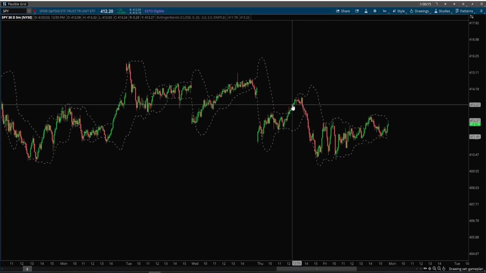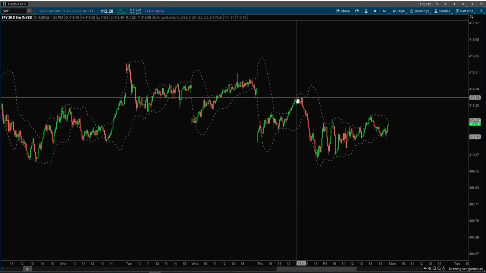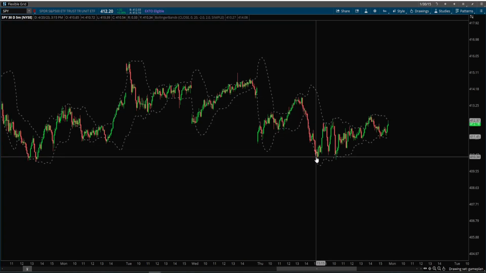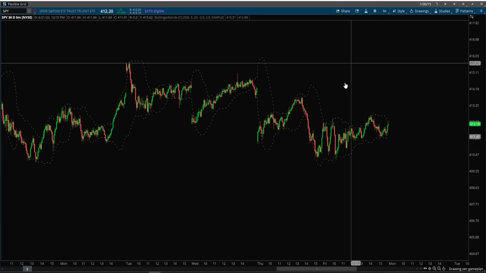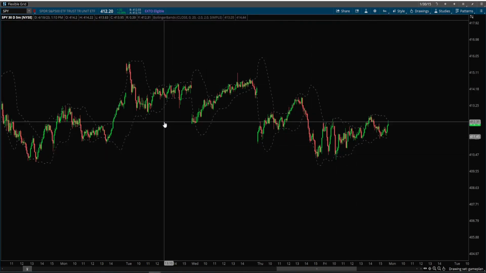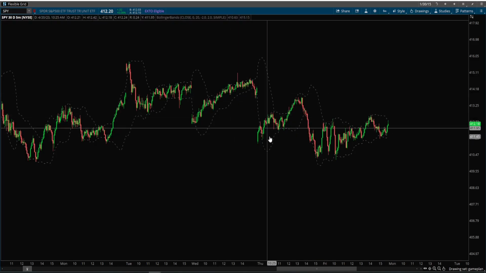Typically, if the stock is running into the upper band, that's a sign of being overbought. If it's running into the lower band, that's a sign of being oversold. But currently here we are on the 5-minute chart, and through this video we're going to work our way up through the time frames because it does really differ how they're used here.